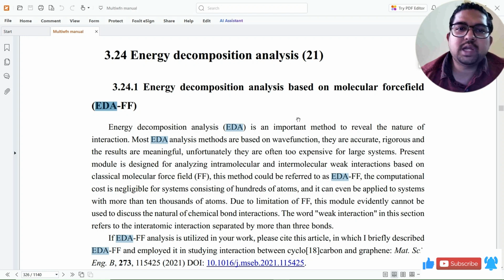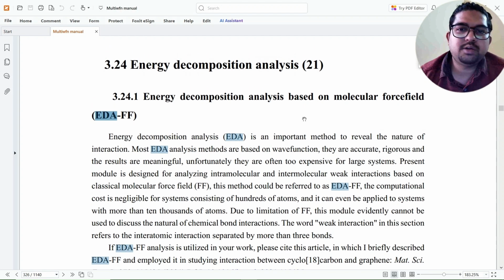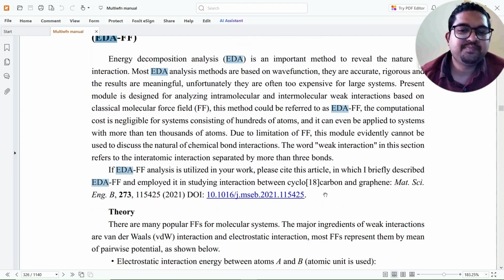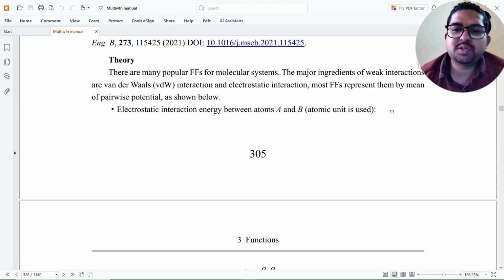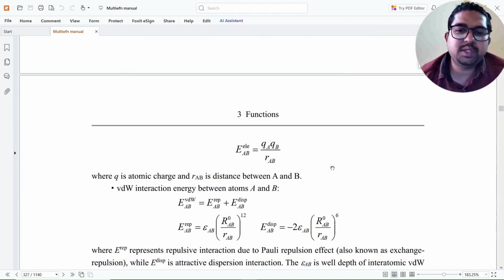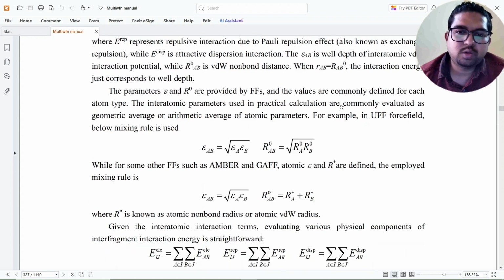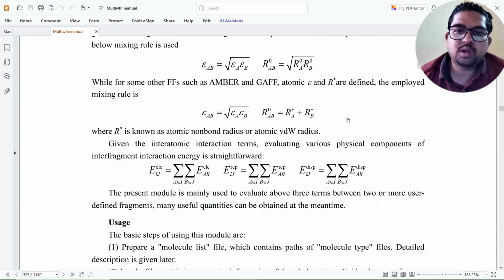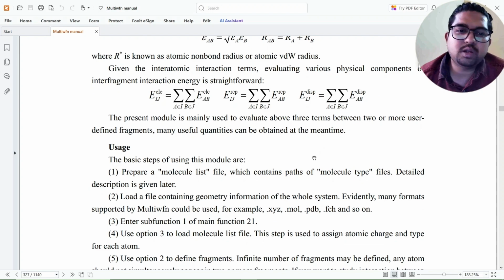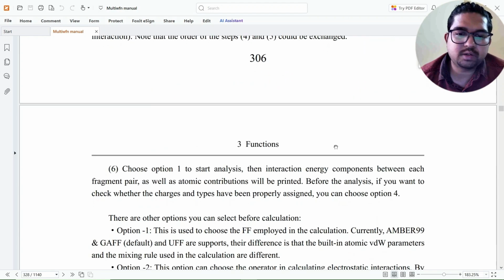If you want to go into detail about the EDA, like how it works and what the formulas are, you can go to the Multiwfn manual, and there you will find section 3.24 on energy decomposition analysis. Here you will get the theory portion. If you want to go deep, you can see all of it over here: the formulas, the Coulombic interaction formula, and all kinds of interactions.